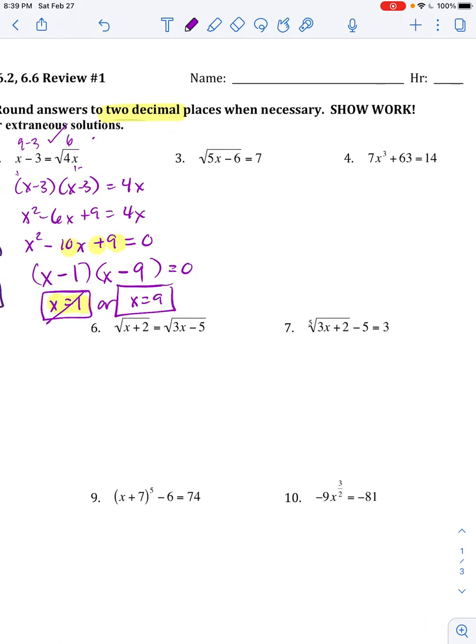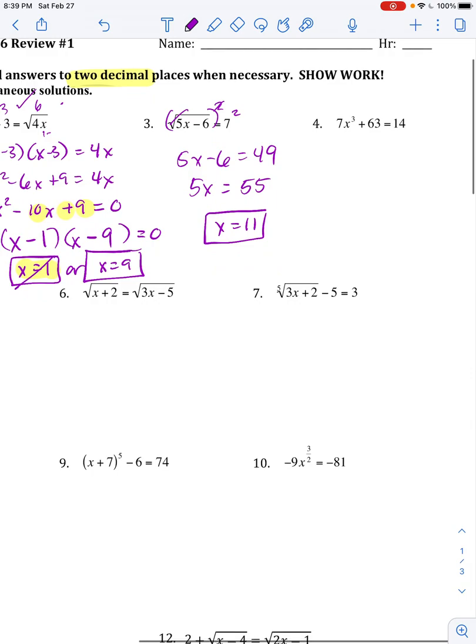All right, the radical here is ready to go. It's just a square, so I'm going to square both sides. I'll have 5x minus 6 equals 49. And then I'm going to do elementary basic math. I'm going to write my 5 better, though. That'll be 55, and x will be 11. All right. And there I'm not really concerned about it because it was just equal to a number. You can always check your work. That never hurts. But you don't have to do it because there's not really going to be an extraneous root there.